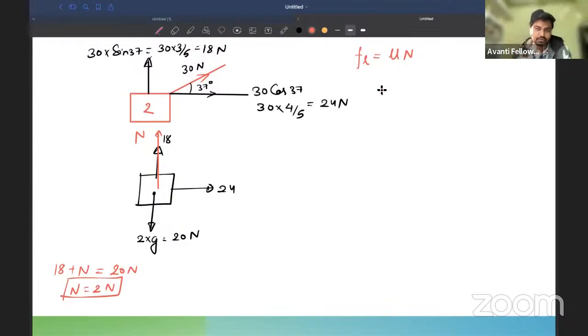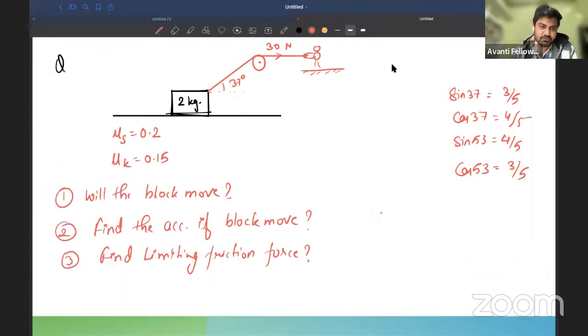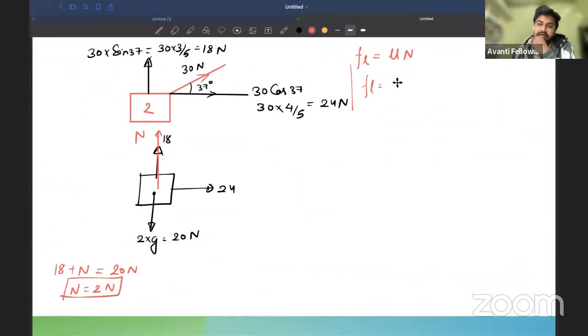Mu into N force hoga, limiting frictional force. So if I calculate, mu is how much? Friction coefficient. Which will we take? Static lenge na, to find limiting, because limiting we find when the block is not moving, right? So limiting ke liye mu is 0.2 given in the question, normal is 2. That means 0.4 newtons. 0.4 newton से ही रोक सकता है इसको friction.